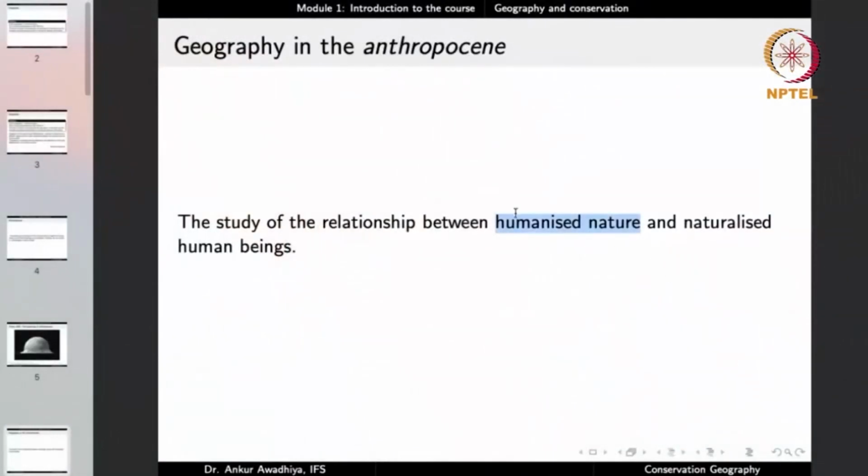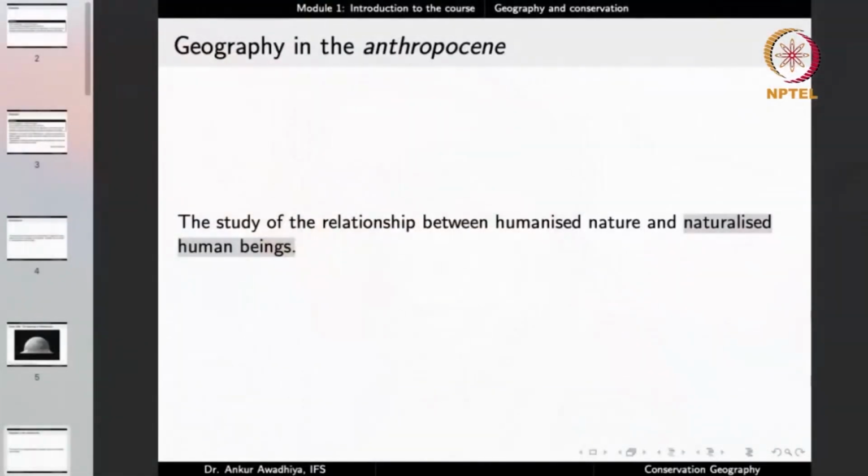And when we say that we are looking at the relationship between nature and humans, nature has become humanized and the humans have become a bit naturalized. That is, if you look at different places, you will find that the costumes of human beings, the kinds of dresses that we wear, the kinds of houses that we build, the kinds of infrastructure that we build are somewhat dependent on the kind of geography that we have in those locations.